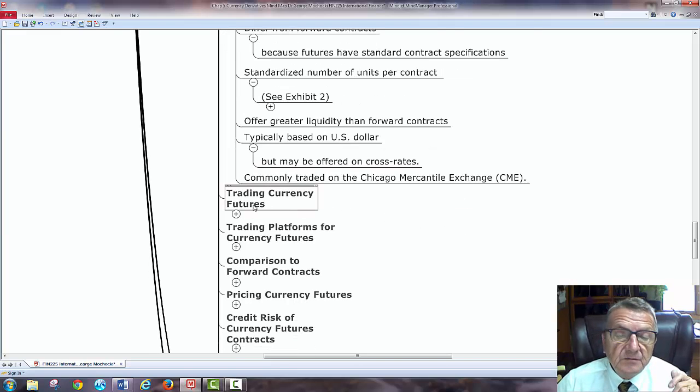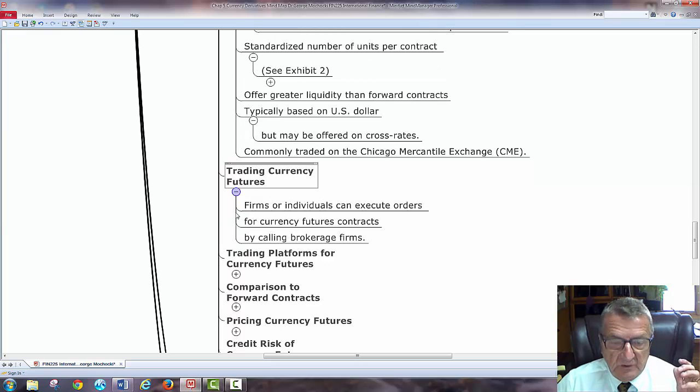Okay, now trading currency futures. Again, trading currency. I'm a multinational organization, so I have to have currency from another country, and I'm trading it. How much do I hold? How much do I have available? What's the exchange rate? Everything we've talked about in previous chapters.